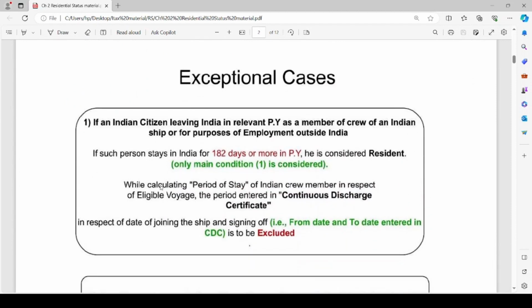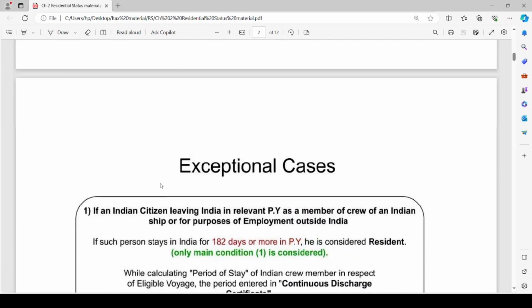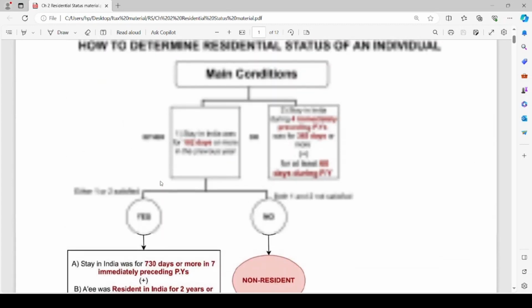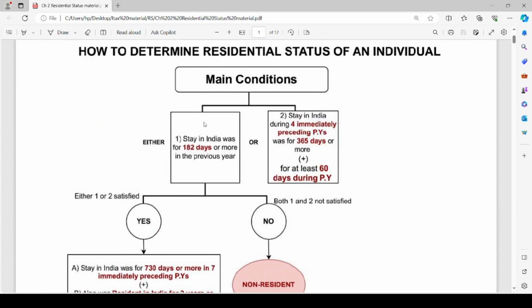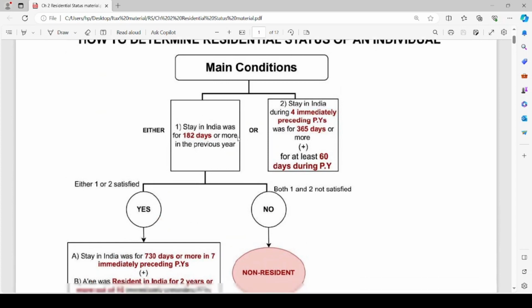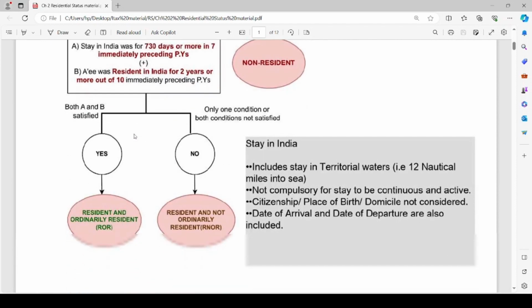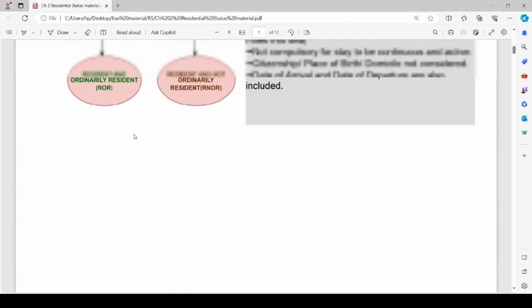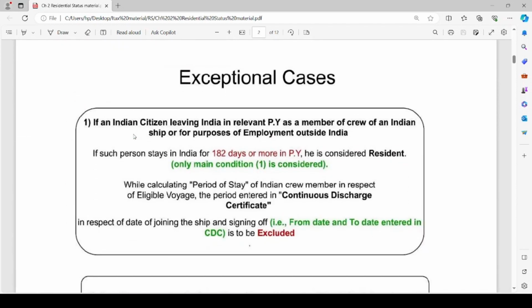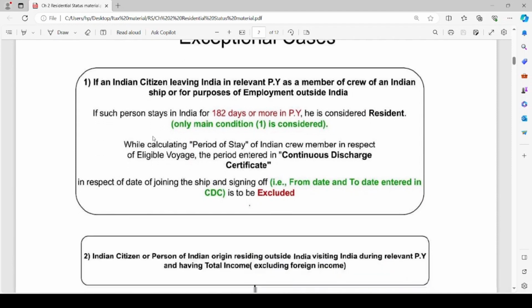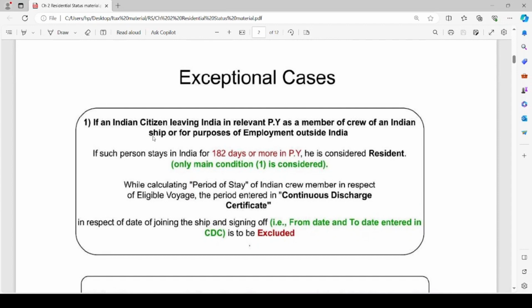There are few exceptional cases while determining the residential status of an individual. Generally, to determine the residential status of an individual, we will go through the main conditions 1 and 2. After that, we will head to additional conditions A and B. But there are few exceptional cases where, while determining the residential status of the individual, we consider few other conditions. What are such cases? Let us discuss now.